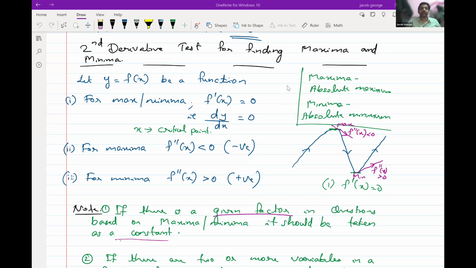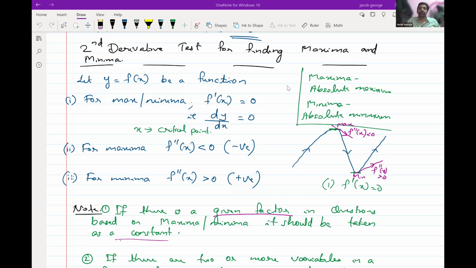Then for maxima or minima, f dash x is equal to 0, or dy by dx is equal to 0, or first derivative is equal to 0, for maxima or minima. Okay, so the condition number one is, those who did not write the note, or those who are absent those classes, quickly note down these points. And those who have written the notes already, study it right now once again. For maxima or minima, condition number one is first derivative, f dash x is equal to 0 or dy by dx is equal to 0.